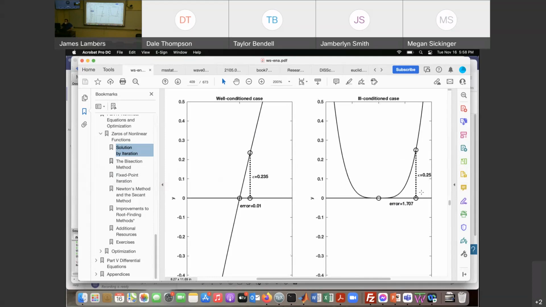But in the well-conditioned case, because the derivative is large, the change in y is much larger than the change in x. So the difference in x values is much less than the difference in y values, therefore the error is small.